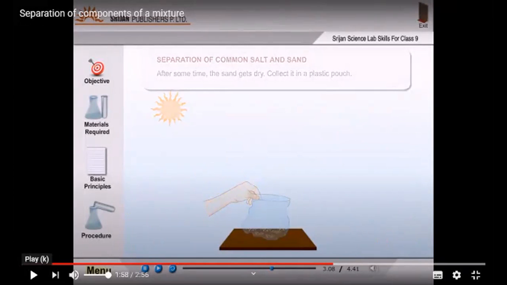So this is just separation of sand out of the salt, by a very simple method called filtration. The previous one was sublimation, and this is just filtration. When one component of the mixture is solid and the other is liquid, you can easily separate the solid out of the liquid by using this simple filtration process.